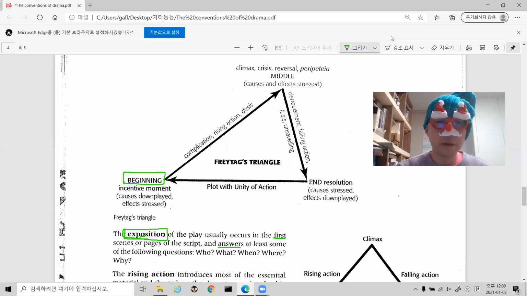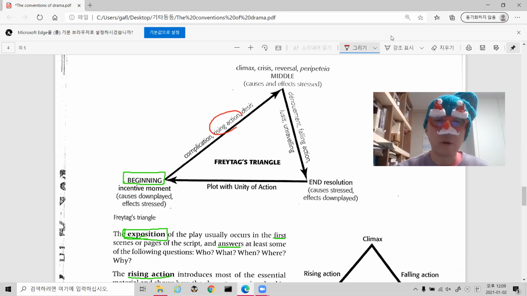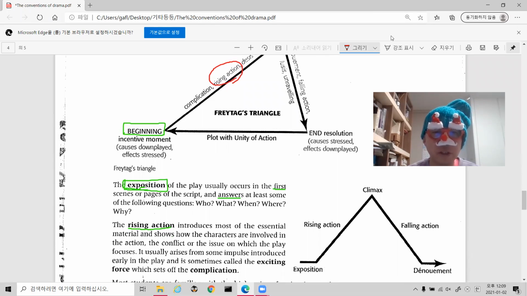And we have the rising action, which follows the exposition phase. The rising action introduces most of the essential material and shows how the characters are involved in the action, conflict, or the issue on which the play focuses. So in the rising action, it introduces the most essential material, the most important issues.